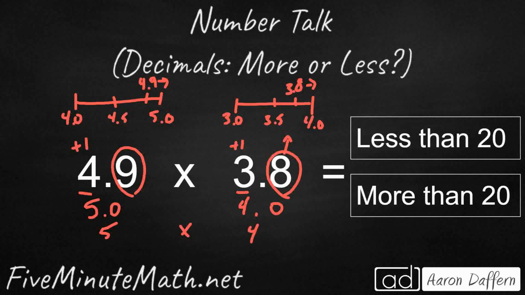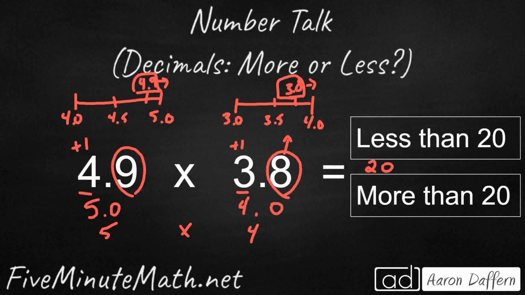All right, so what do I have? 5 times 4. Well, 20, but I need to know, and that's right in between less than 20, more than 20. Which one is it going to be? Well, let's go back and look to see what we did. I didn't really multiply 5. What I multiplied was this 4.9, which is a little bit less than 5. Same thing with my 4. It wasn't really a 4. It was a 3.8, which was a little bit less than my 4.